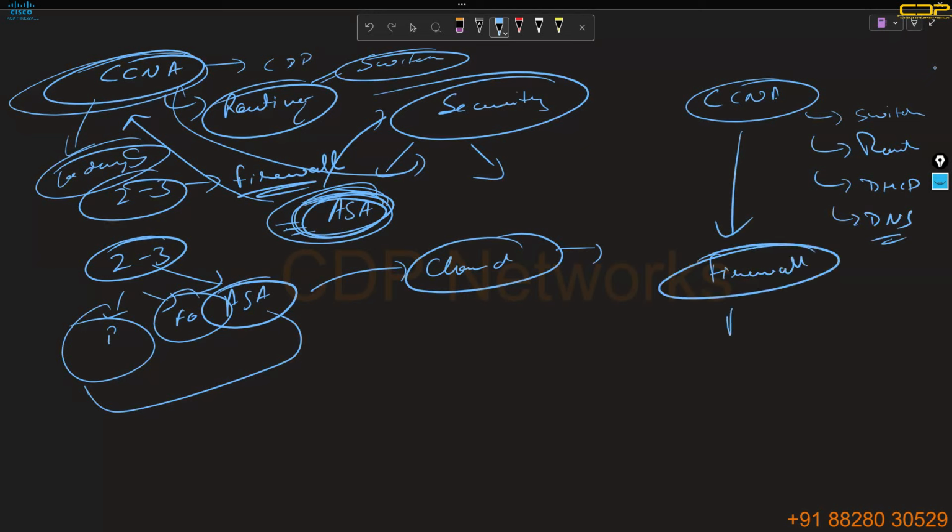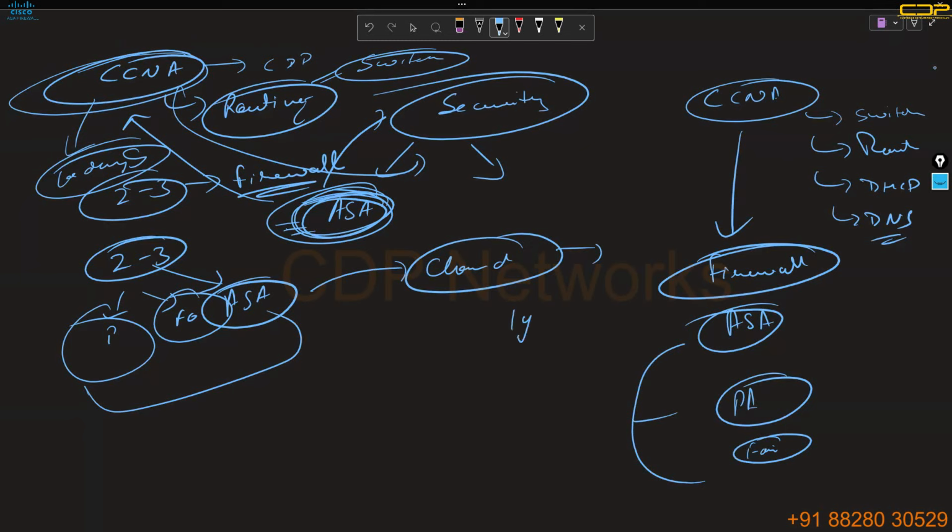Then we will talk about the ASA. If you want to go for another firewall, you can go for Palo Alto or FortiGate, any firewall. It's your choice. You can do research on which firewalls are running best in the market right now. These are the three firewalls currently running in the market. When you are done with these firewalls, take around 1 year of experience, do a job, and get hands-on experience on these firewalls.